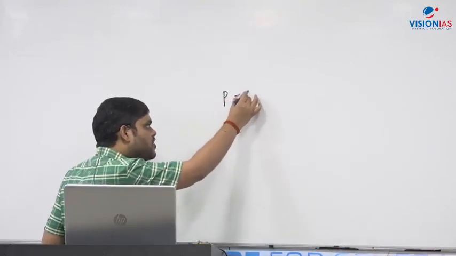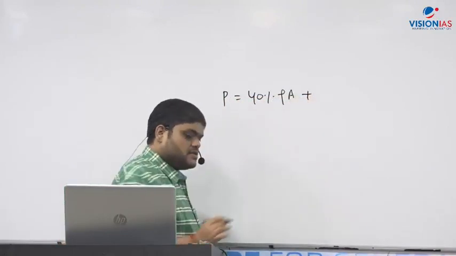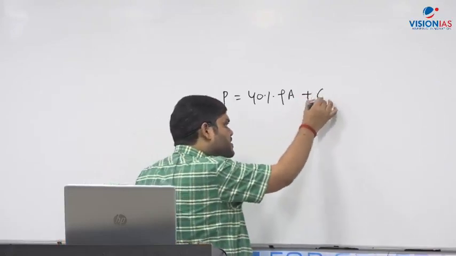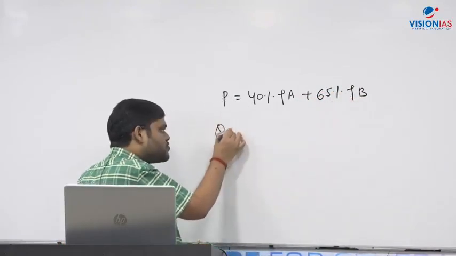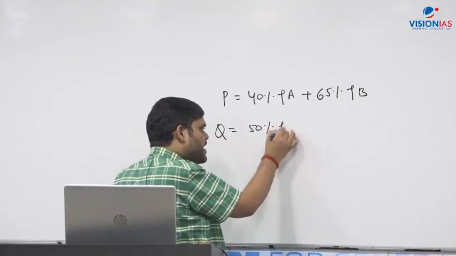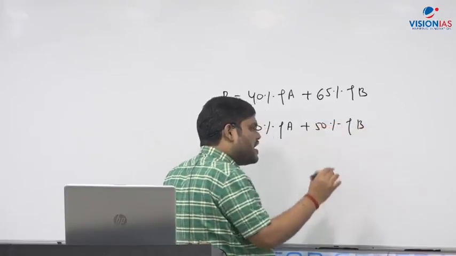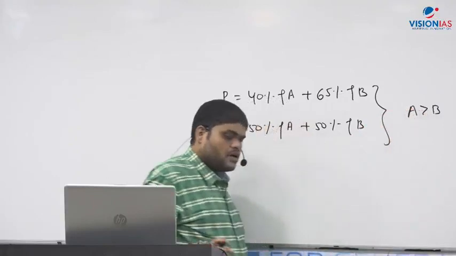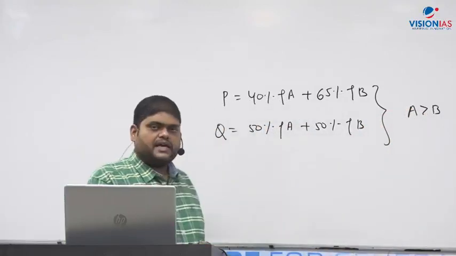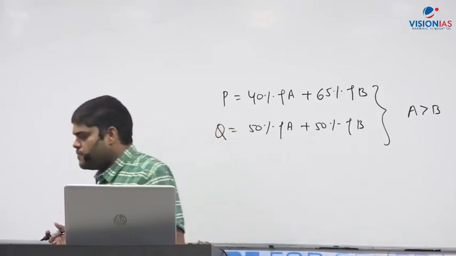And that's why you are in the class, to learn the new methods. So the question was, P is equal to 40% of A plus 65% of B, and Q is equal to 50% of A plus 50% of B, and it was given that A is more than B. Four options are given: P is more than Q, Q is more than P, P is equal to Q.